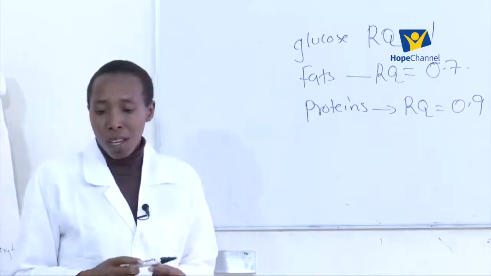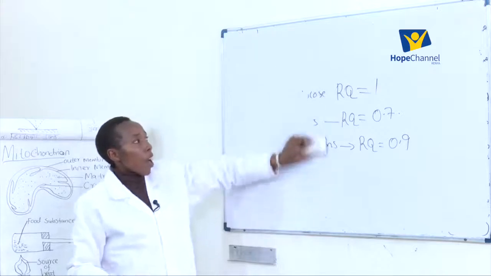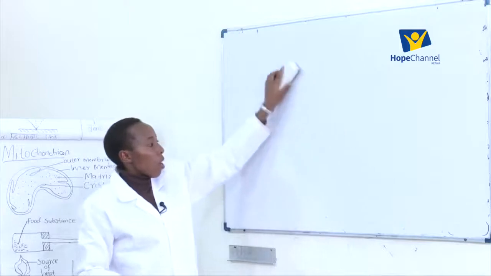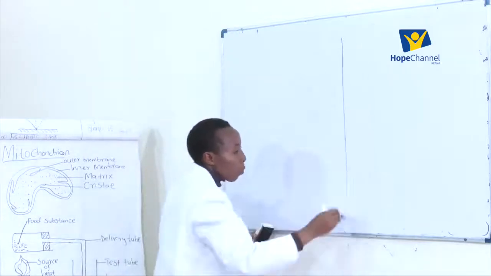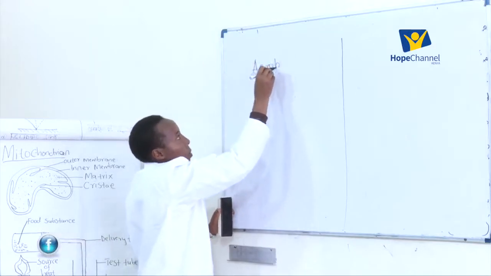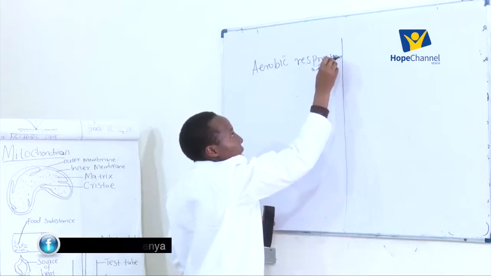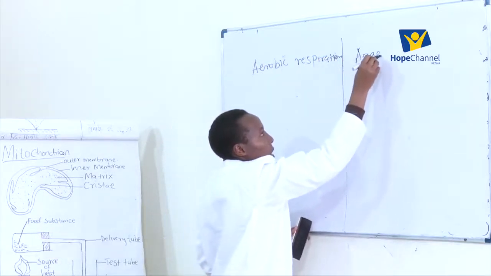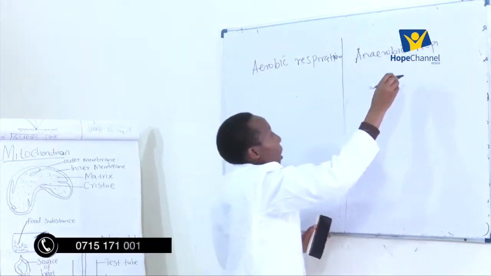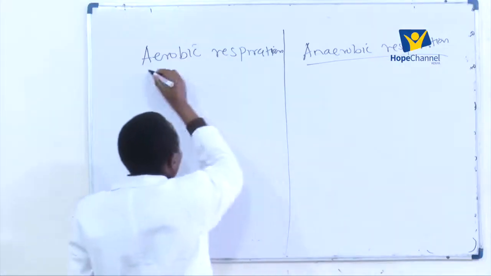Now, we want to proceed to today's lesson. We want to look at the difference between aerobic respiration and anaerobic respiration. Now, of course, you are able to define aerobic respiration. So we have aerobic respiration, and we also have anaerobic respiration. We want to see what are the differences between the two types of respiration.